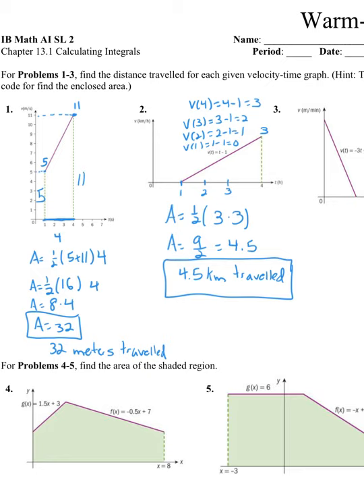And then at the end, we're just saying, what's the distance traveled? That's what the problem was actually asking. And I saw that the velocity was in meters per second. So we said it was 32 meters traveled.